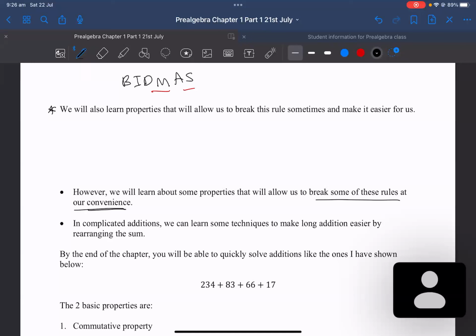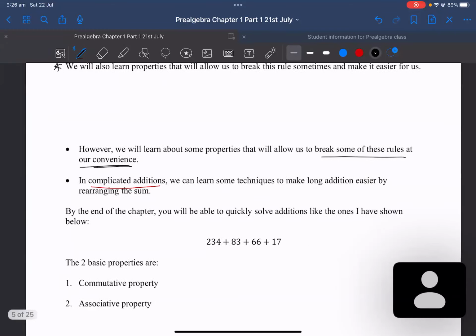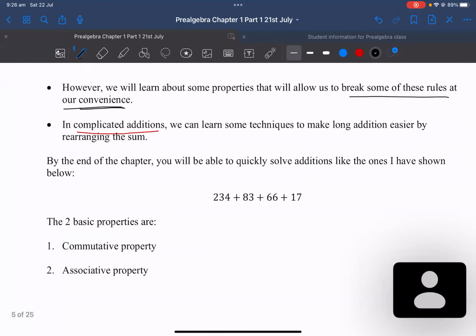So when there are complicated additions, we can learn some techniques to make addition easier by rearranging the sum. Then we might not even need to do long addition. It might just be super easy for us to add it directly. Right? So by the end of this chapter, you should be able to quickly solve problems like this. No long addition needed. Can you guys think of a way to do a question like this?